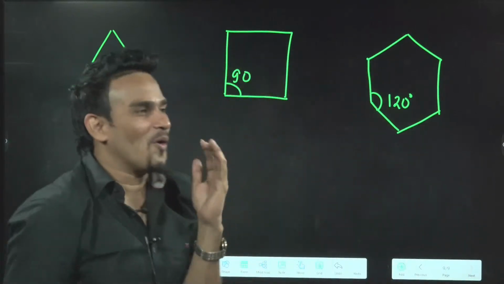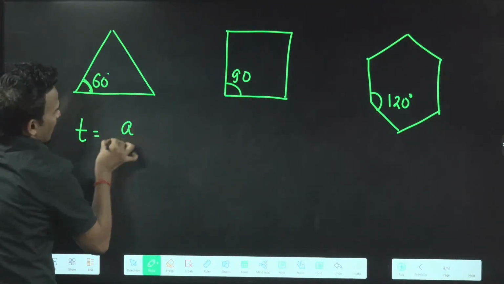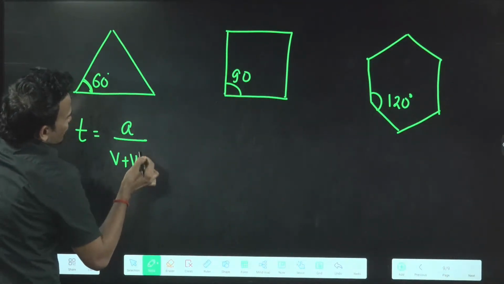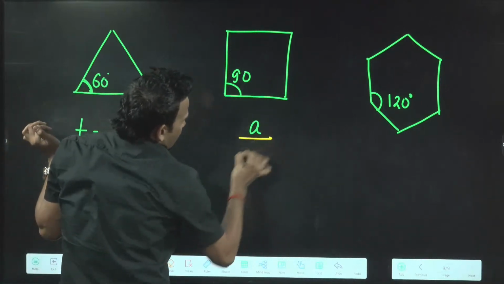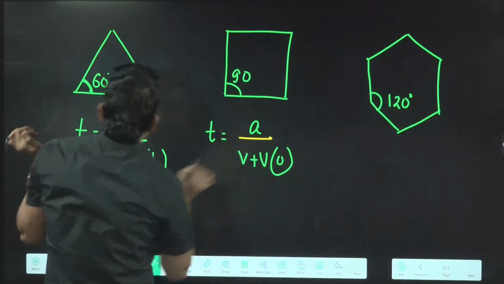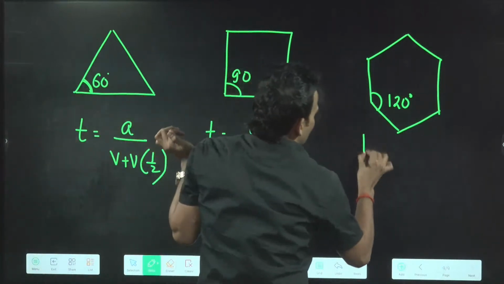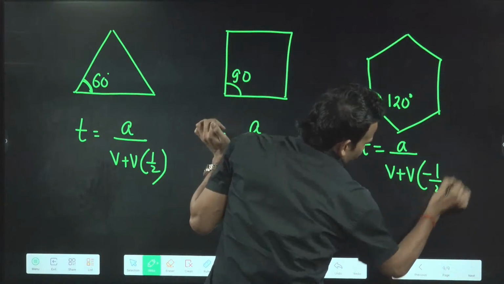Okay, so tell me the time here. I think everyone will get a by V plus V cos 60, which is 1 by 2. Here you will get a by V plus V cos 90, which is 0. Here you will get T equal to a by V plus V cos 120, which is minus 1 by 2.